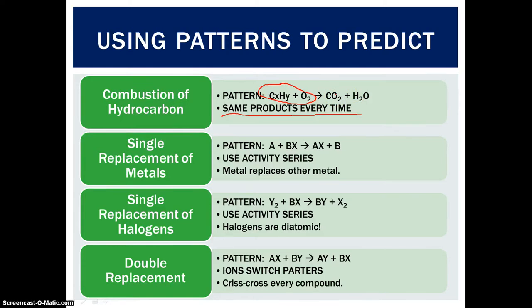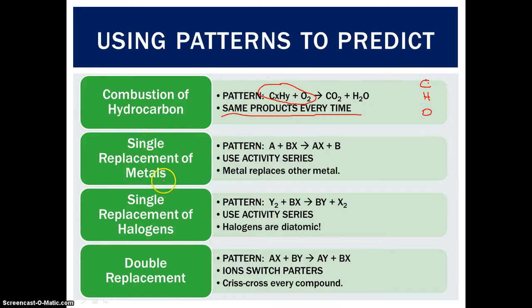Then just comes balancing. These ones tend to be the hardest to balance, but I gave you a hint with that. In balancing, we do carbons, then hydrogens, then oxygens for this one.